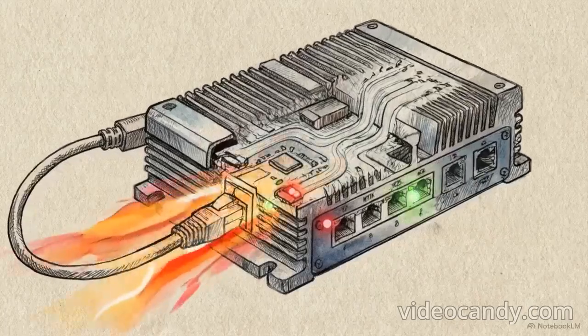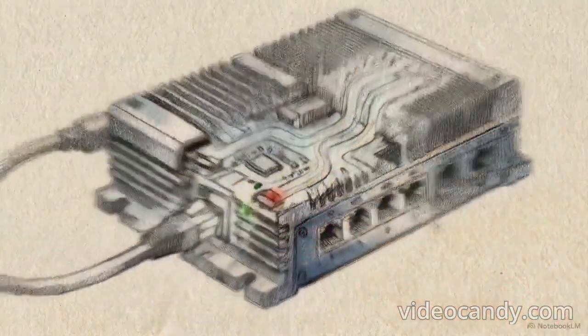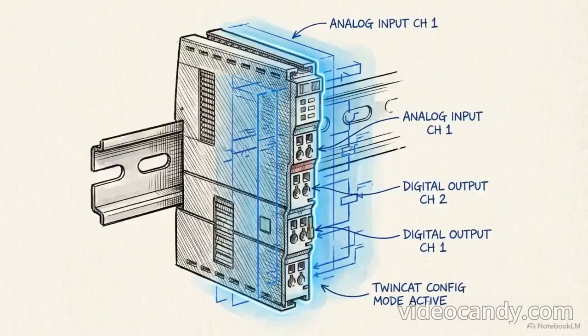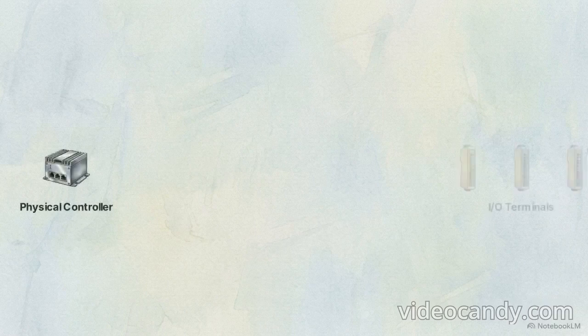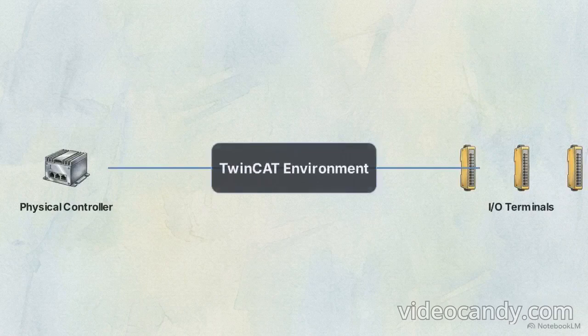The first engineering challenge of any automation project is transforming raw, unconfigured physical hardware, like a C6017 IPC and its attached EtherCAT terminals, into a precise, real-time control application. The TwinCAT environment serves as the software bridge, connecting the physical constraints of industrial hardware directly to real-time executable logic.